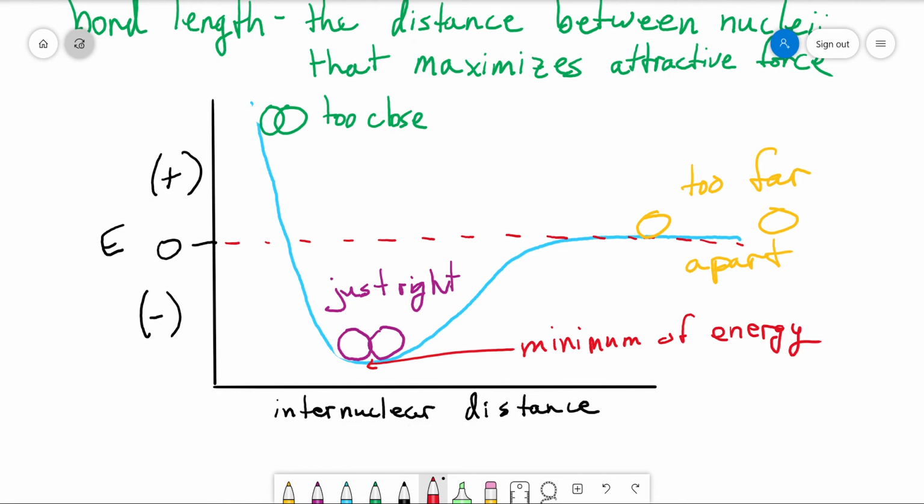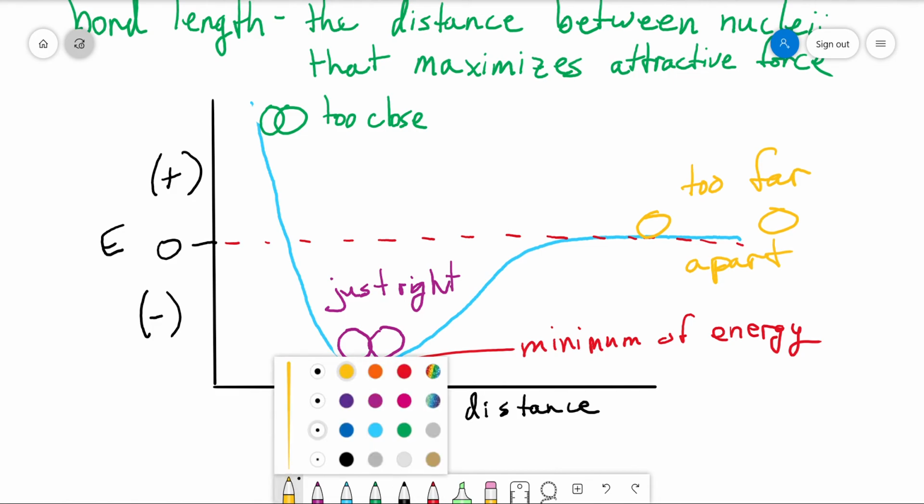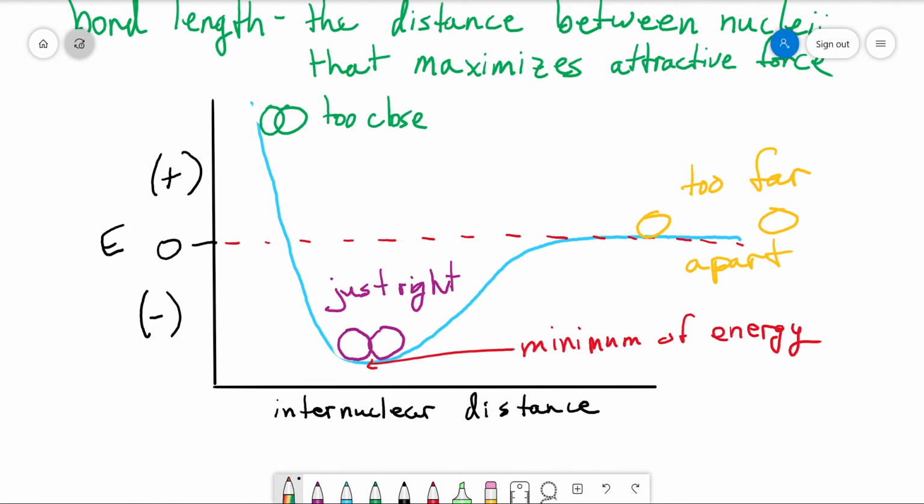And I don't have another color. I guess I can just switch colors. Here, let's use rainbow. This distance, or where energy is minimized, that is the bond length right there. Okay, that's the bond length, where we minimize that energy.